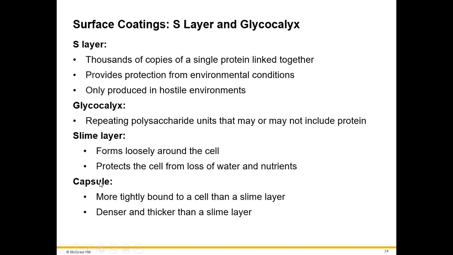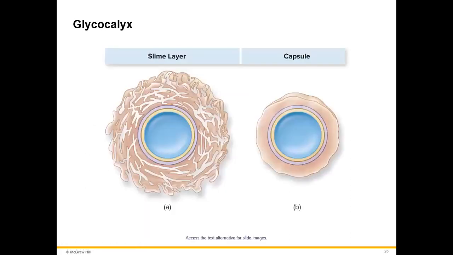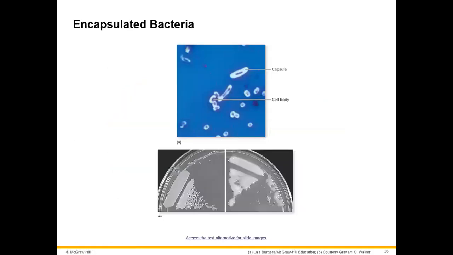And another important structure is a capsule. It's more tightly bound than a slime layer. It's denser and thicker. It plays an important role in virulence of bacteria, can enable them to evade phagocytosis. We'll talk about capsules a bit more in DNA technology. The slime layer here, you see, is a little more disorganized. Capsules are a very organized structure, but both of them provide additional protection.